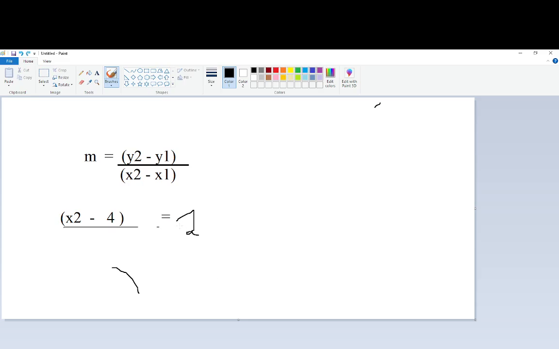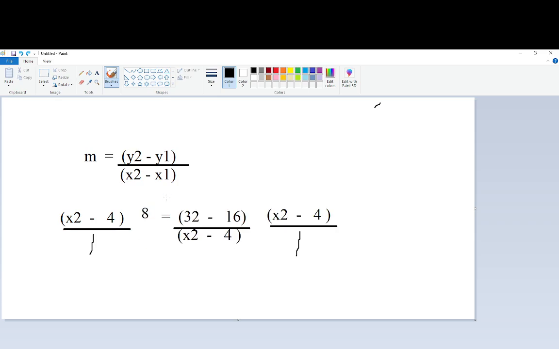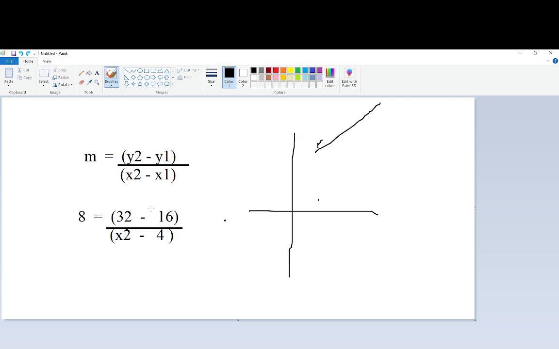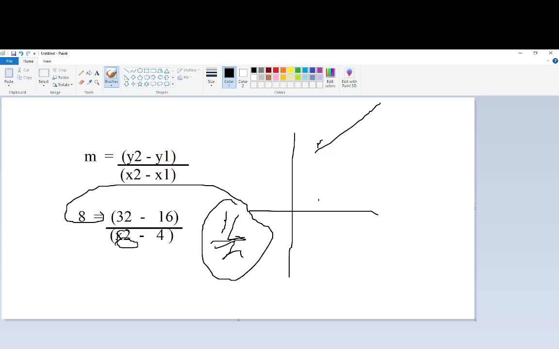And going back to our question, we can see that this is definitely true in verification. We go back here and we put 6 in here. We can see, indeed, 32 minus 16 up here is 16. And 6 minus 4 down here is 2. 16 divided by 2 is 8.